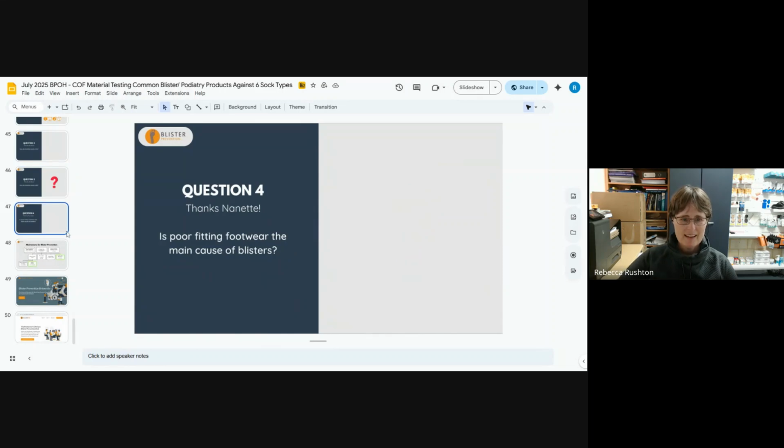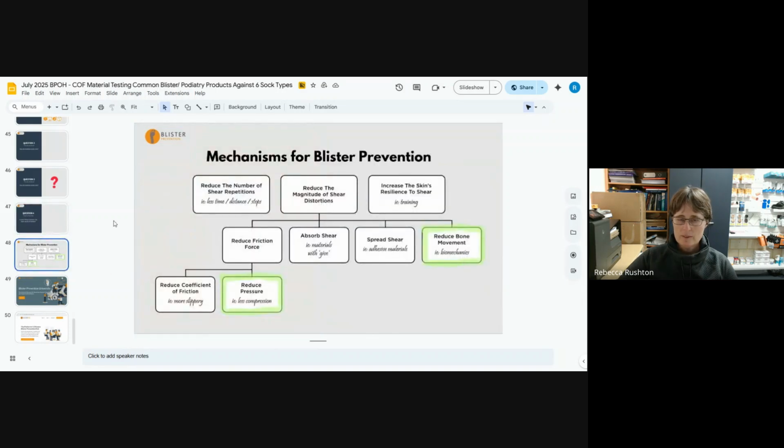Nanette is our last question. Is poor fitting footwear the main cause of blisters? No, I wouldn't say it's the main cause of blisters. I would say it's more common in a person's early entry into athletic activity. But it's something that people tend to optimize pretty soon when they realize they just can't get away with tight shoes or shoes that are too big or don't fit properly.